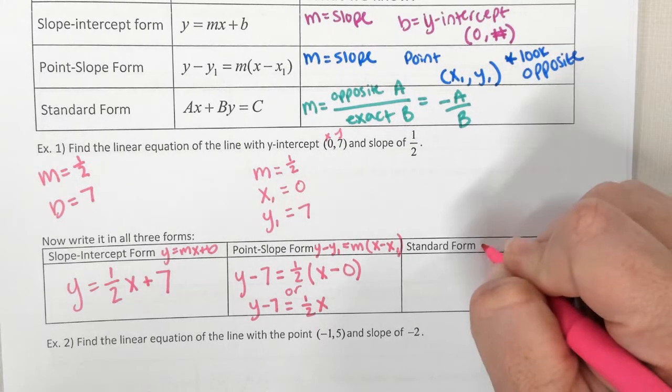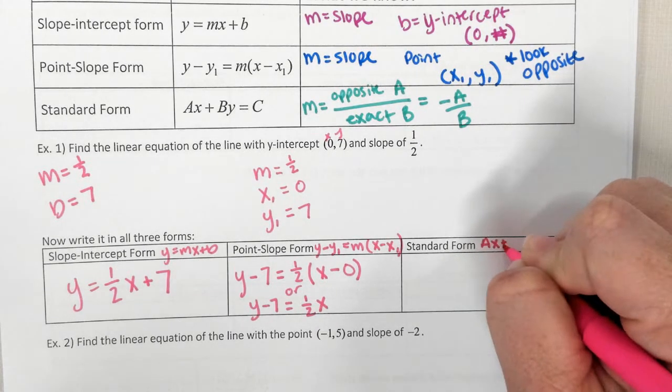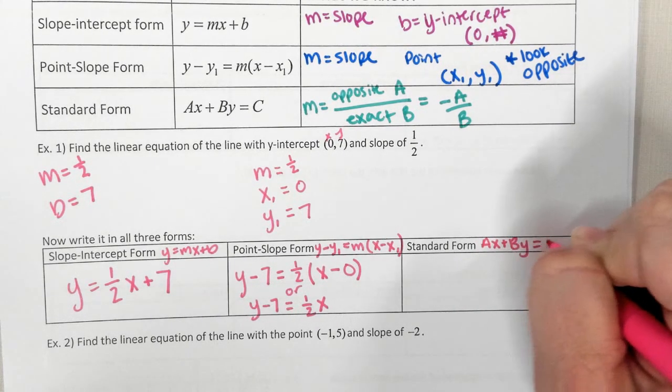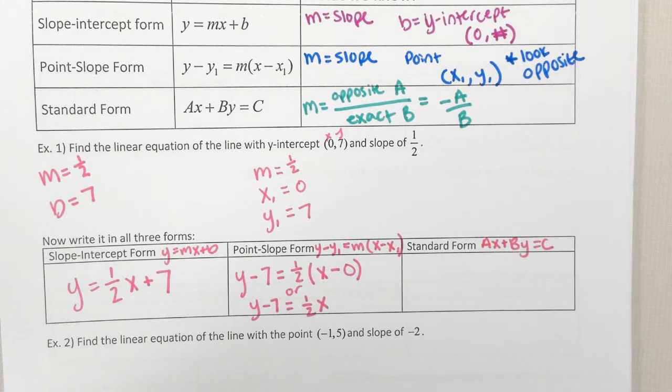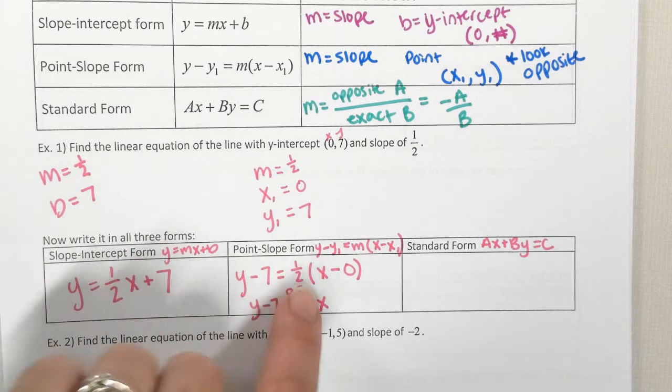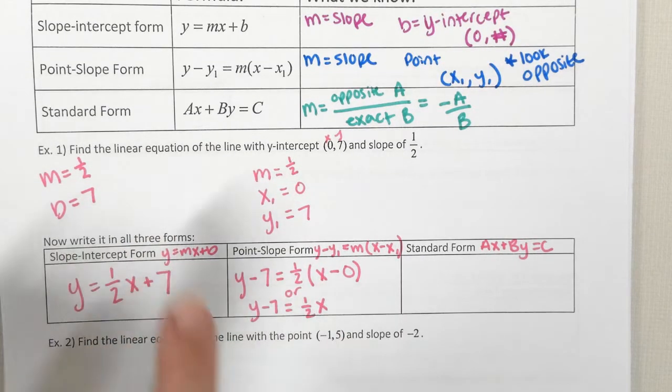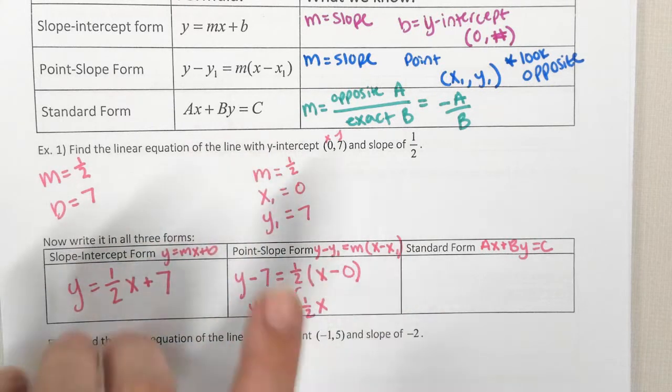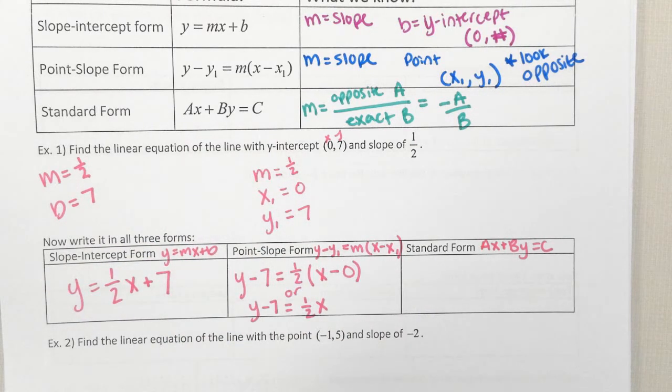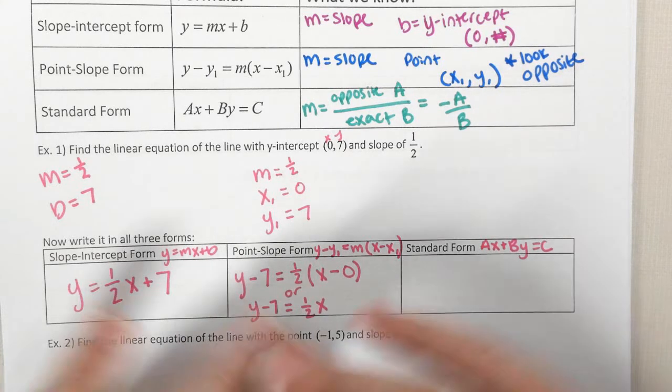Lastly, we have standard form. ax plus by equals c. Now, on your practice, y'all, I want you to know you're not going to be putting them into all 3 forms. This is just me showing you how to do it with the different information for all 3 forms. On your practice, it's going to tell you 1 form to do. So don't think that this is like every problem.